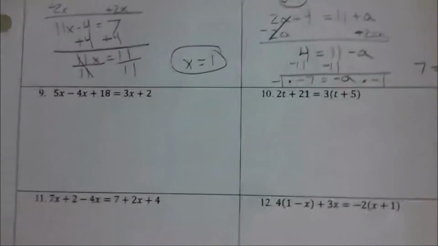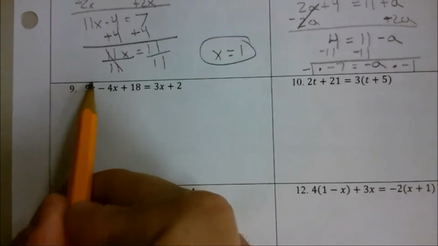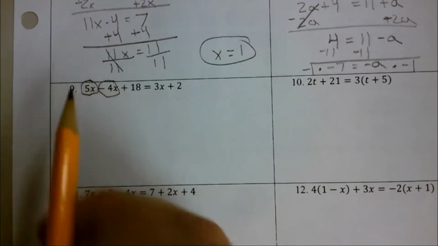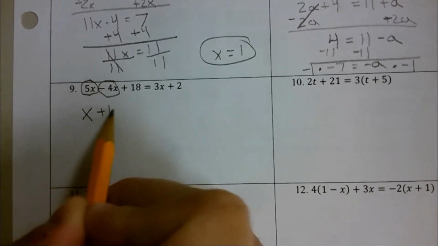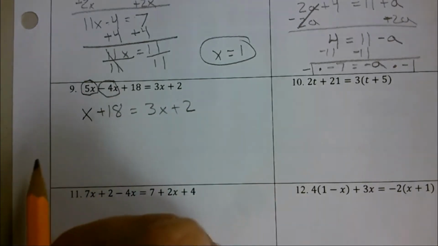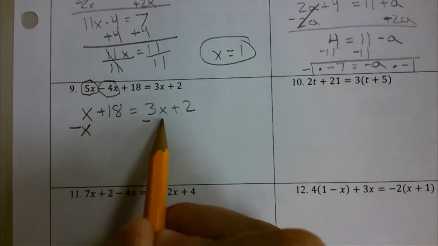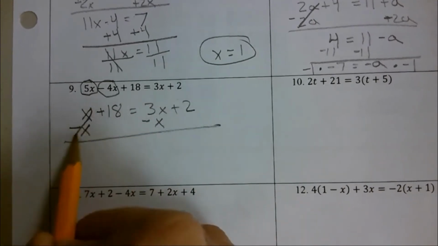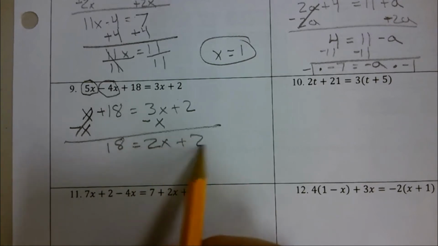Okay, let's go to number 9. Let's do some combining like terms. I see I have a 5x and a minus 4x here. So 5 minus 4 is just x, and then plus 18. And that's going to equal 3x plus 2. So I'm going to go back and try and make my x's always be positive. So I'm going to minus x. So I have 18 equals 2x plus 2.